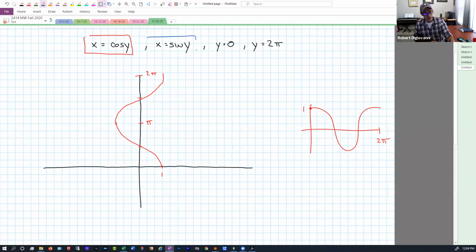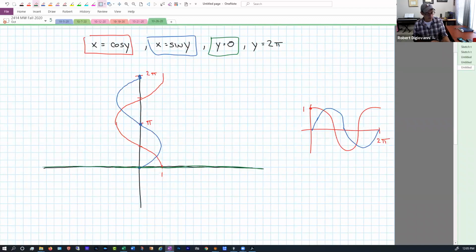Okay, so I need to be able to do that first. Then I need to be able to draw the same thing. This is a function of y, not a function of x. So I have to draw the sine function, which normally looks like this. Starting at 0, ends at 0, with a halfway point. So it goes like this and back like that. Then I have y equals 0, which is the x-axis. And then I have y equals 2 pi, which is right here. Okay, so that would be my picture.